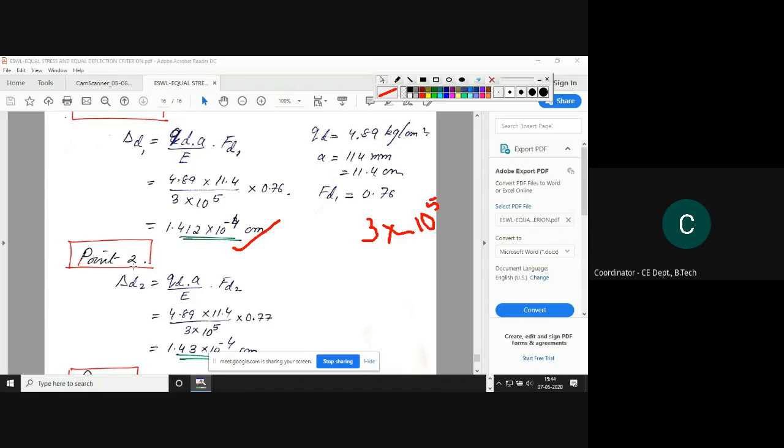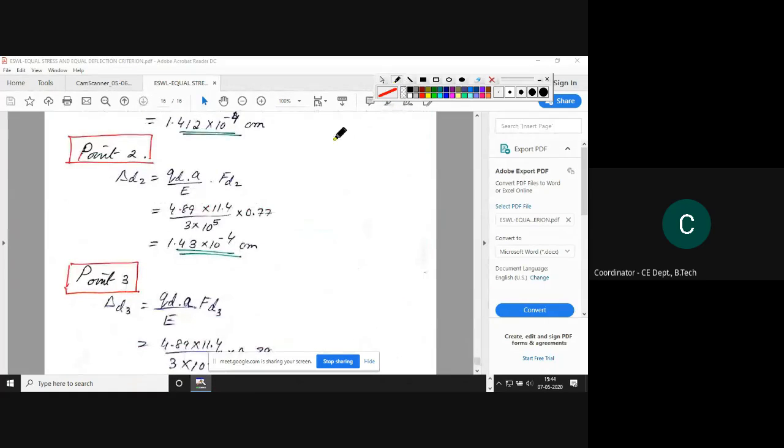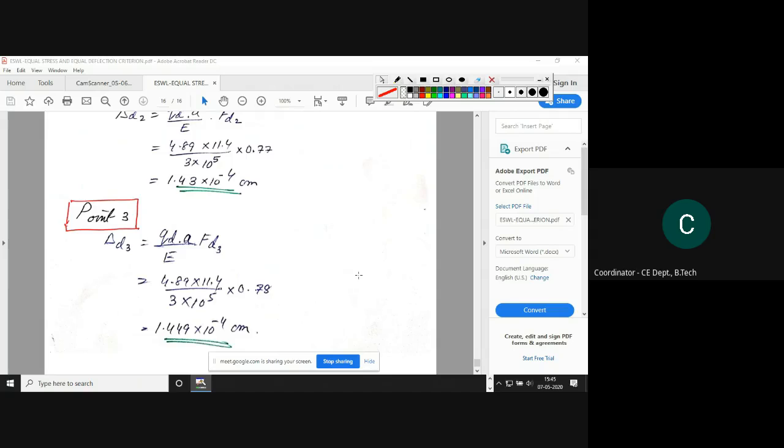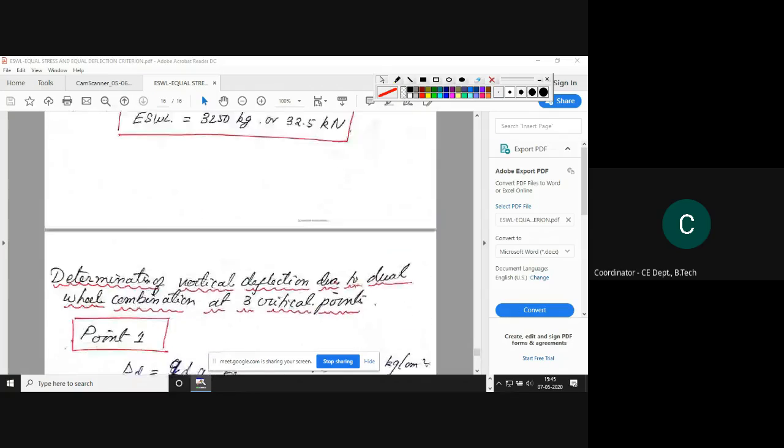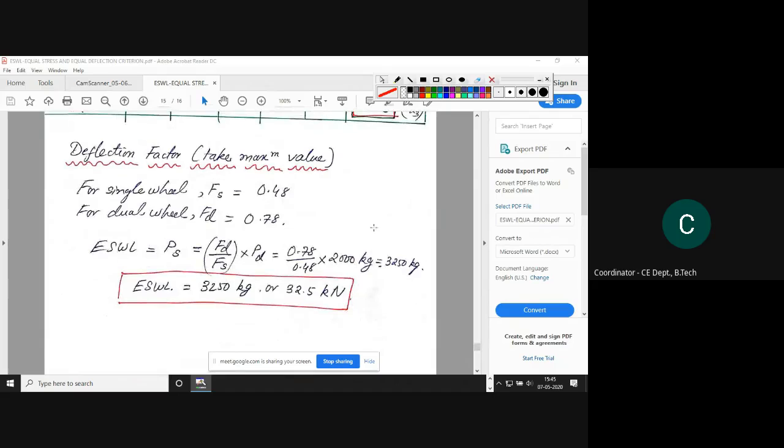Now for the second point we have to use FD2. What is the value of FD2? 0.77. So use 0.77 here. Other values are provided, put them in. Similarly, we will find for 0.3 this much value. In this way you will find out the deflection also. Any query still now? No, ma'am.